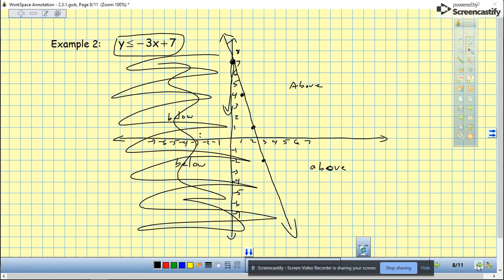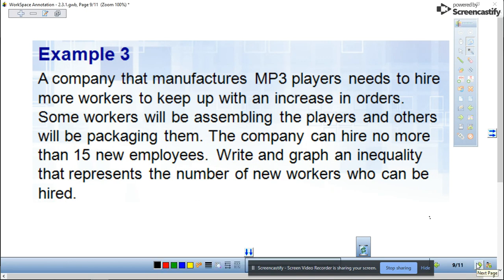Okay, now let's move on to word problems. A company that manufactures MP3s needs to hire more workers to keep up with increasing orders. Some workers will be assembling, and others will be packaging. So I've got my group of workers split into two groups. I don't know how many of each, but I know there are two separate groups. The company can hire 15 total employees, right? No more than that.